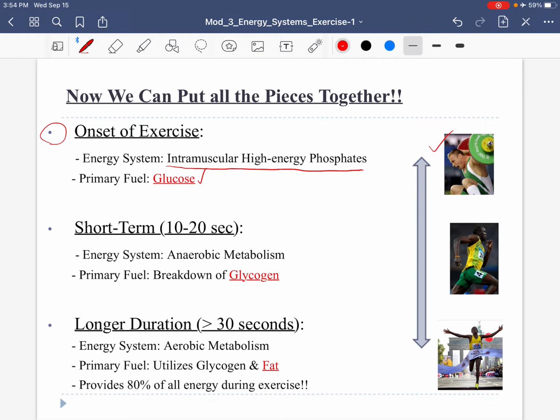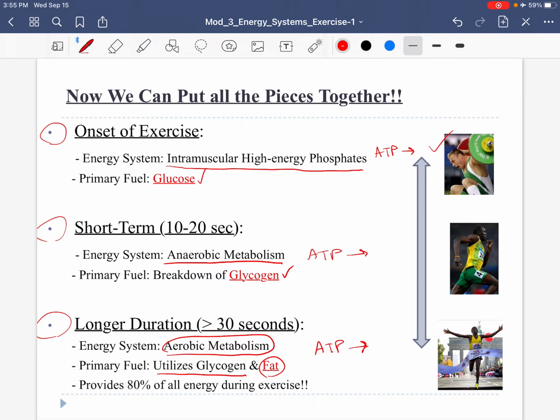And then through these series of chemical reactions, we convert that glucose into ATP, which goes to the muscles. Then we begin to break down glycogen, and that glycogen gets broken down into glucose, which then, through these chemical reactions, again forms ATP, which goes to the muscle. For our longer duration activities, we're still going to be utilizing carbohydrates, but now we can tap into some of that fat. And through these chemical reactions, we again convert it into lots of ATP.